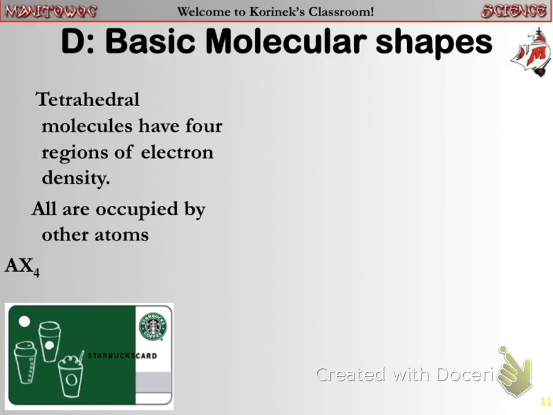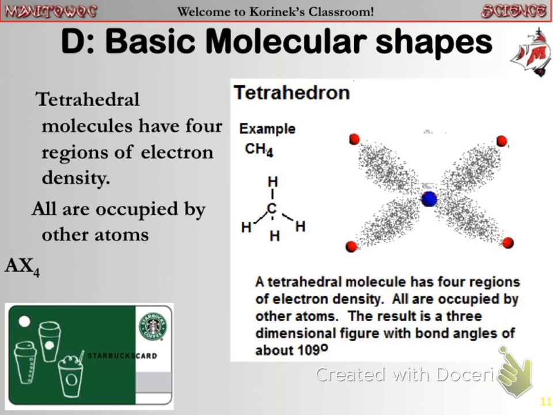All right, I do have one more. Tetrahedral is my last one. So tetrahedral molecules have 4 regions of electron density around them, and they're all occupied by other atoms. And this is a great example, methane, which is the gas that comes out of the Bunsen burners before you light them. And this is carbon. Carbon has 4 hydrogens around the outside, so the code is AX4.